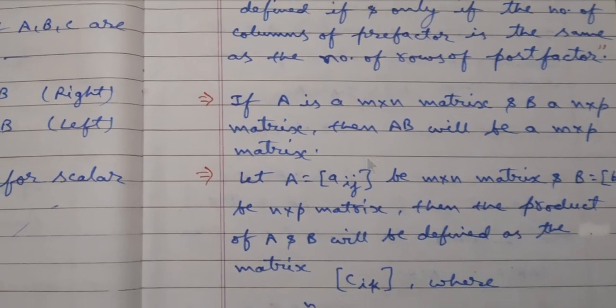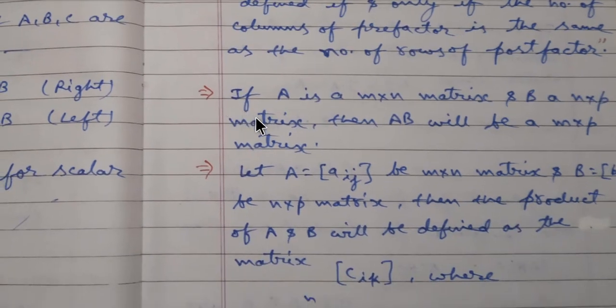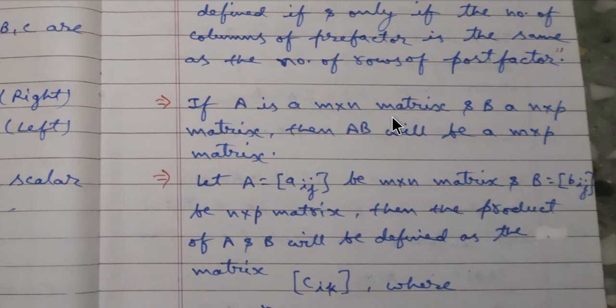Now come to the next point. This says that if A is an M cross N matrix and B is an N cross P matrix, then AB will be an M cross P matrix. Suppose the order of A matrix is M cross N, and the order of B matrix is N cross P. When we have to find the product AB, suppose these two matrices are conformable for product. Then after the process of multiplication we get this product AB. So look here at one thing: N is the number of columns of A and N is the number of rows of B.